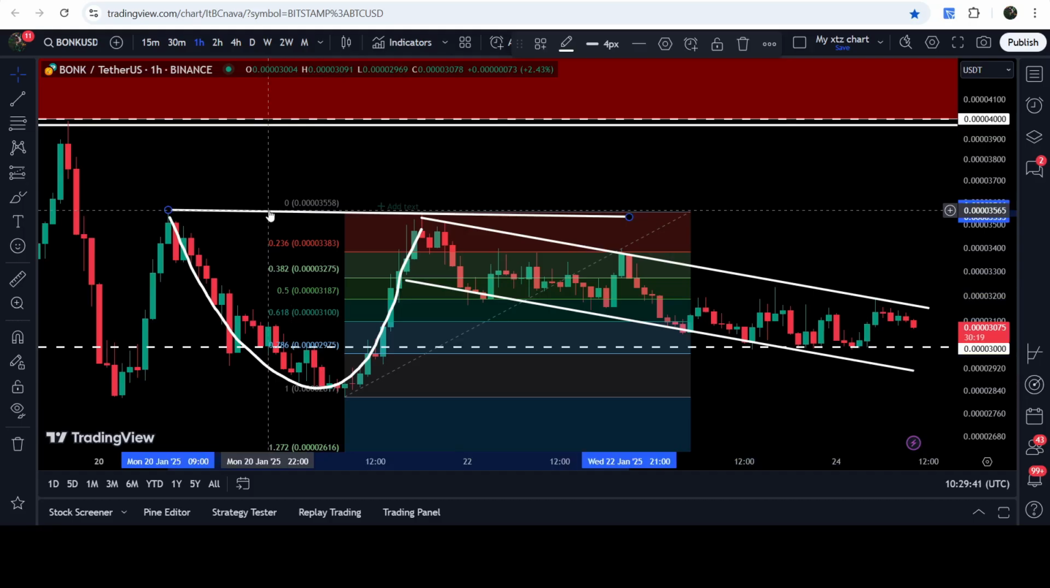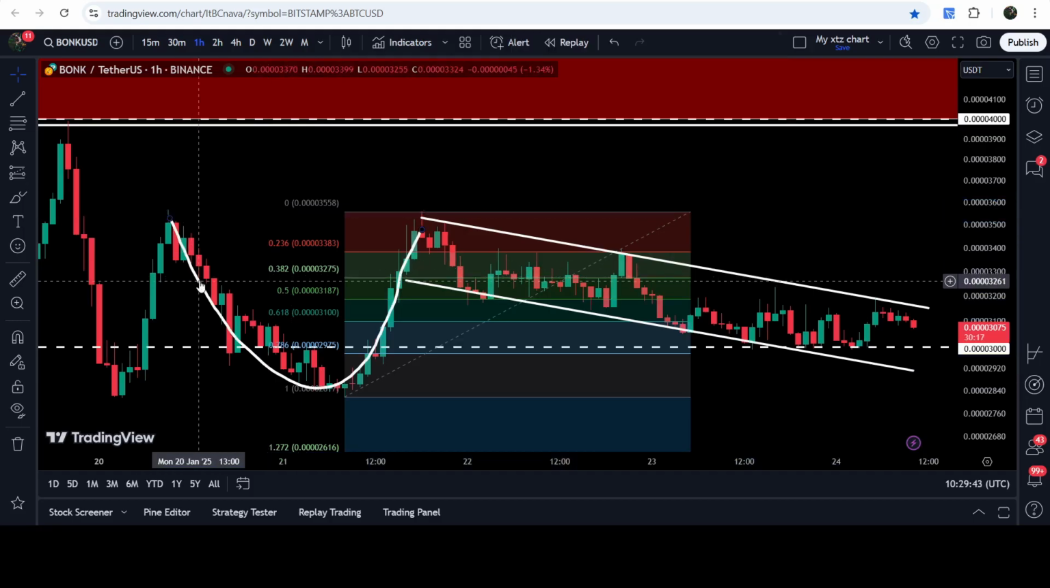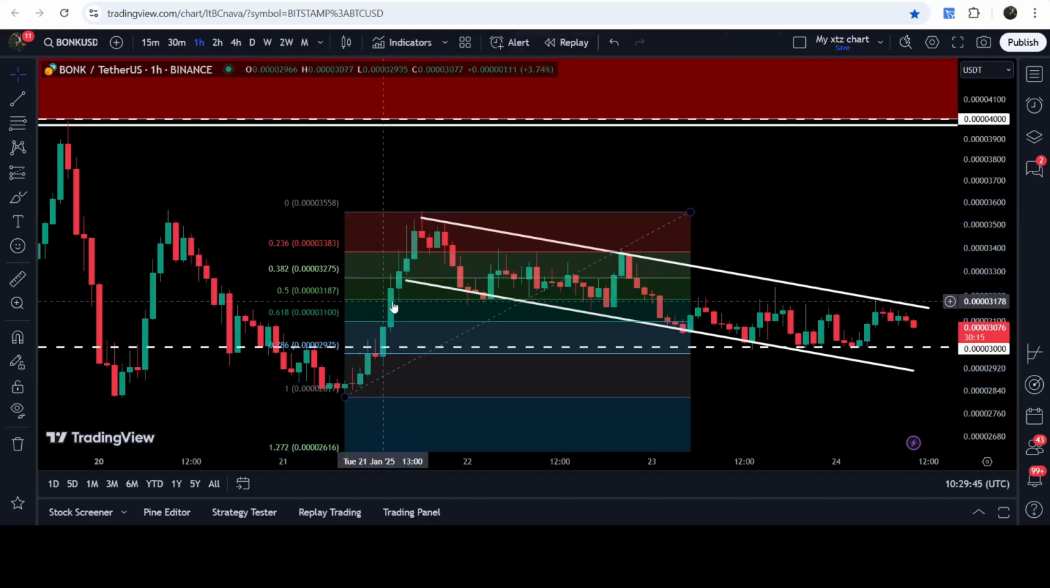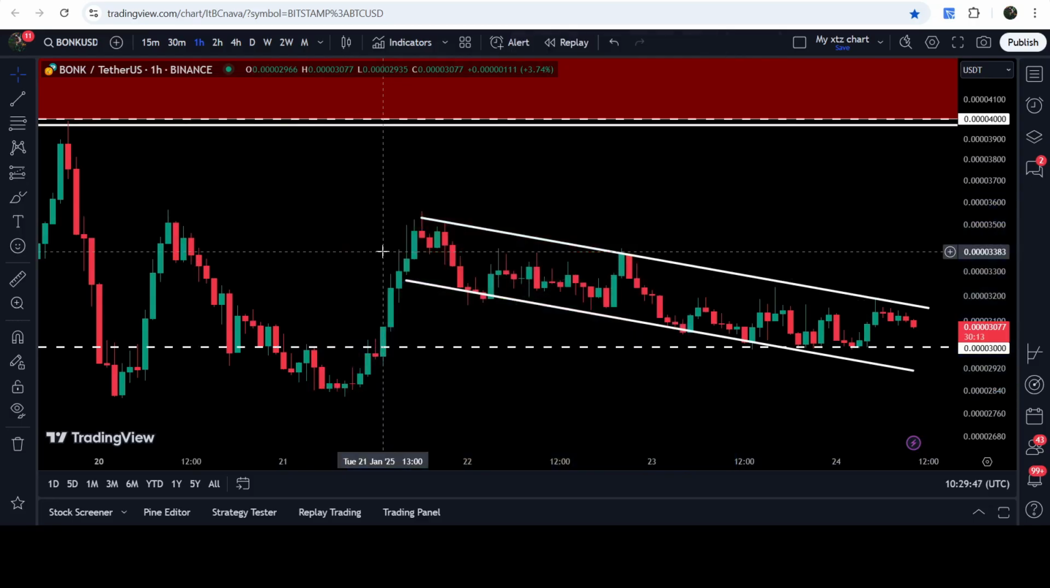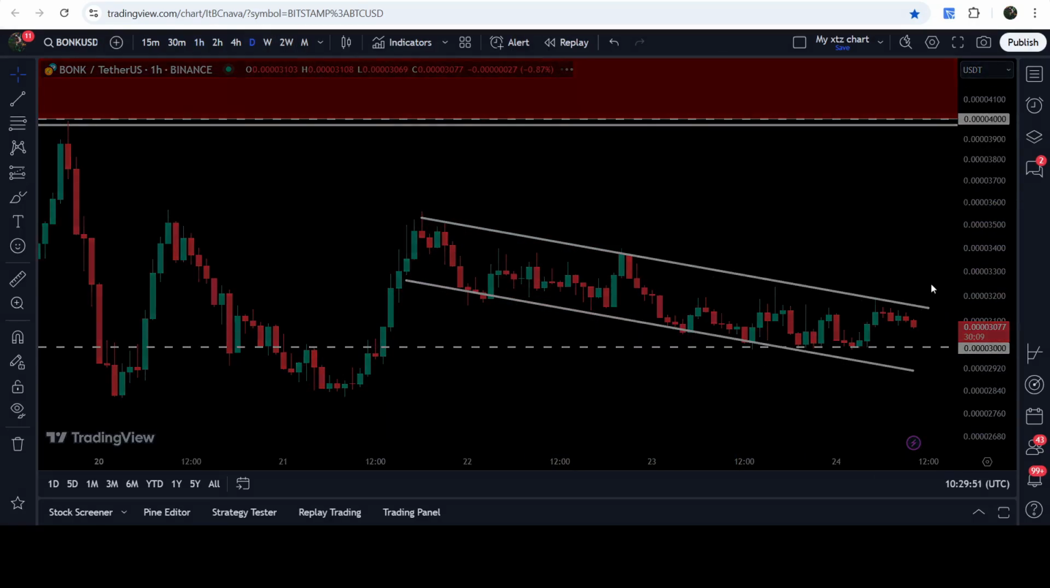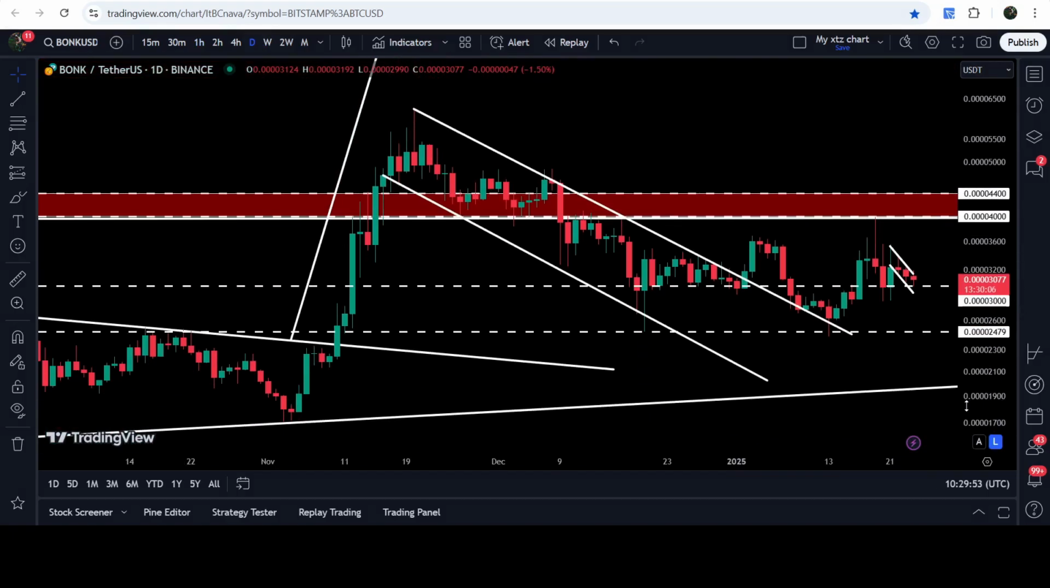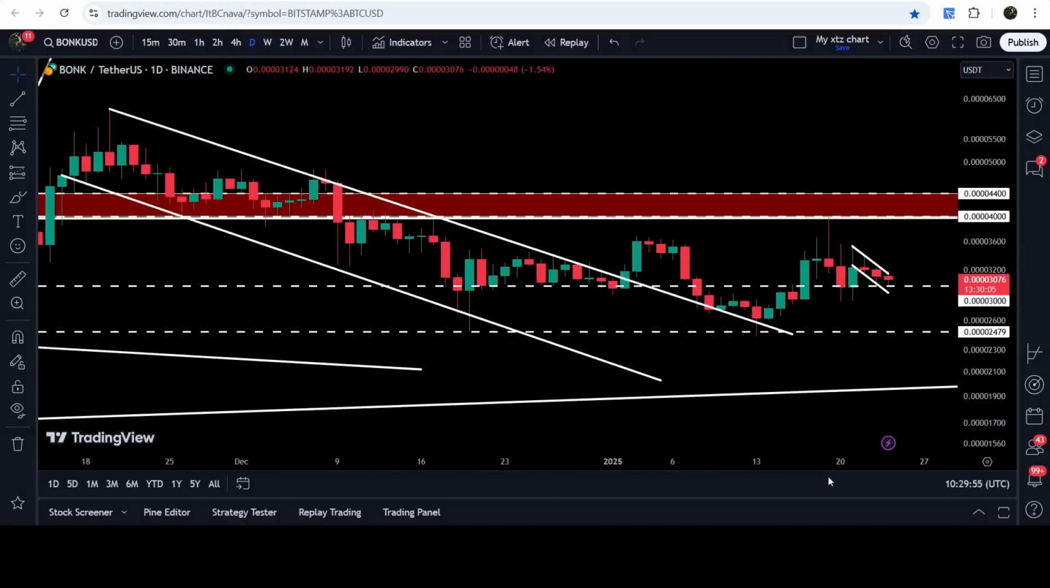This cup and handle is now invalidated, and recently Bonk has also tested this very long-term support of $0.00003 as well. If you take a look at the daily time frame chart, you can see that this $0.00003 level has previously been working as a very strong support for several days or weeks. Now again, it is working as a very nice support. And in today's video, we will analyze this move.